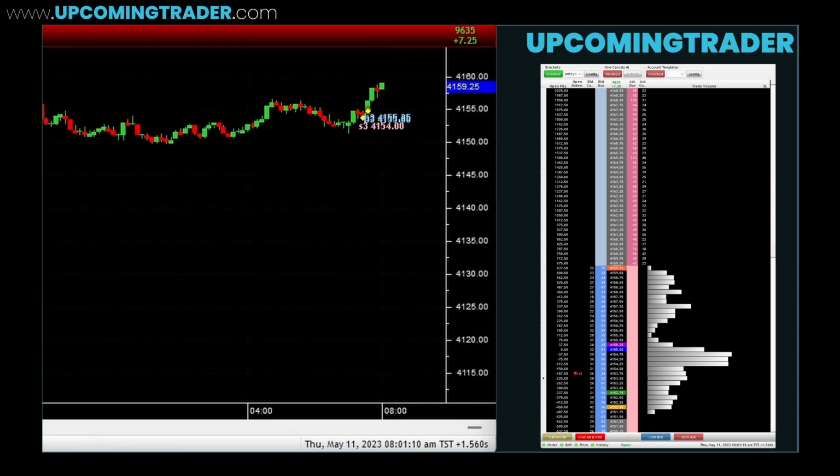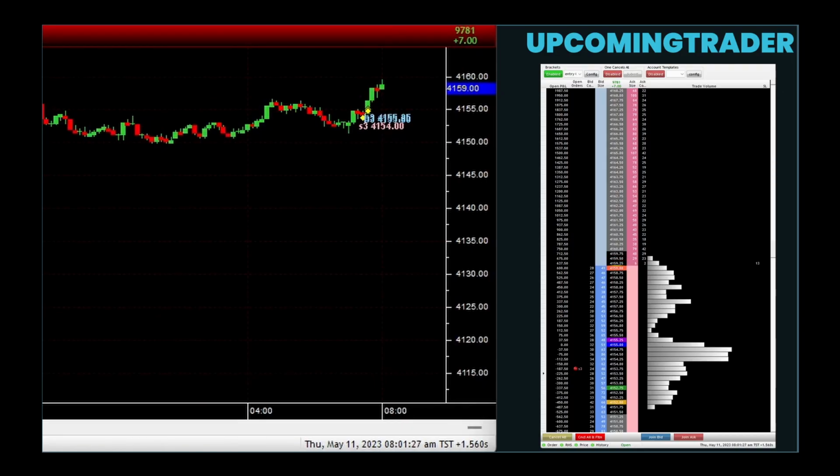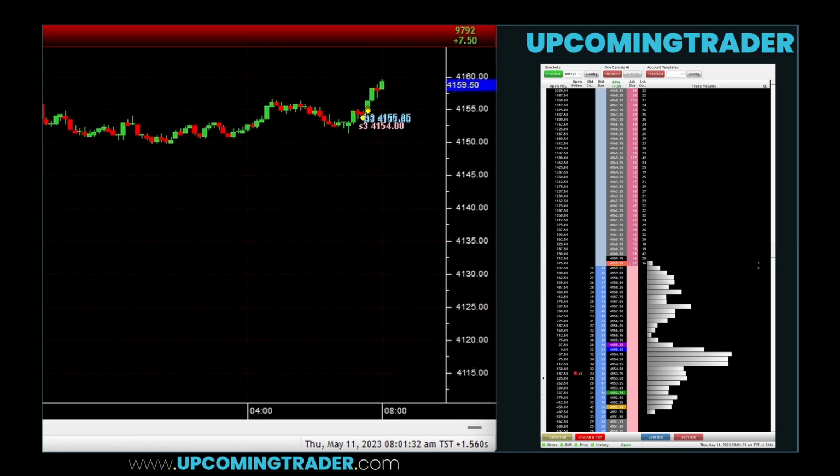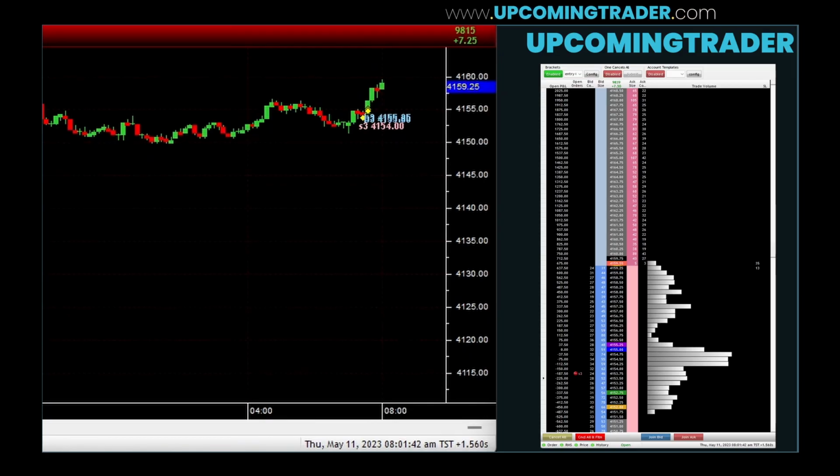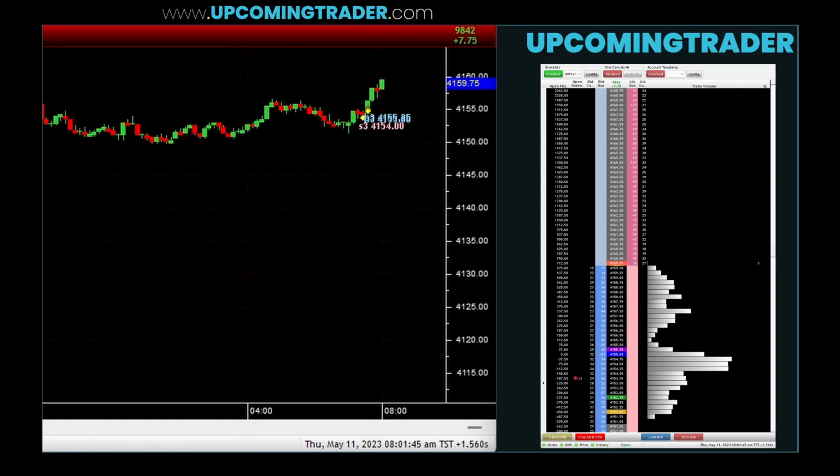A key part of this pattern is something called the neckline. The neckline is formed by drawing a line that connects the lowest points of the dips between the head and the shoulders. When the price drops below that neckline, it usually confirms that the trend is reversing. This break below the neckline is often seen as the point where the sellers take control, and it can be a strong signal that the price is likely to keep moving downward. The steeper the neckline, the stronger the potential move downward can be.